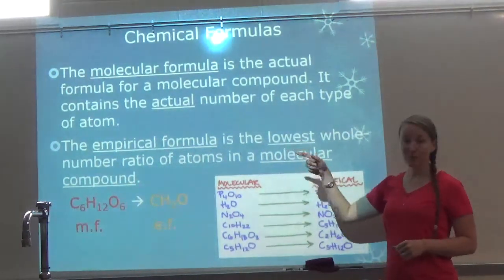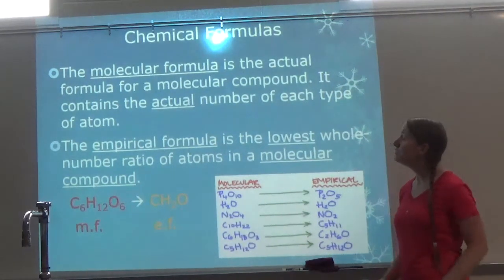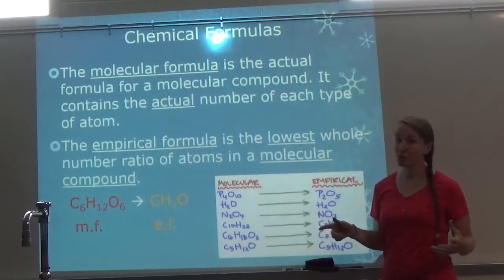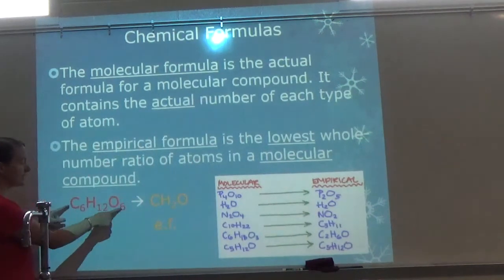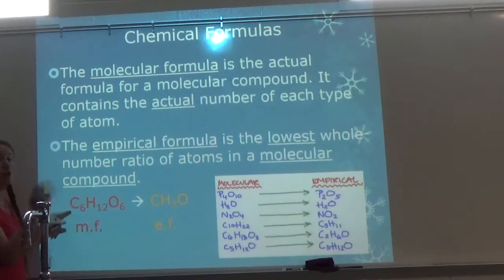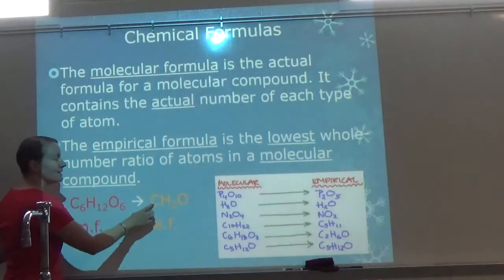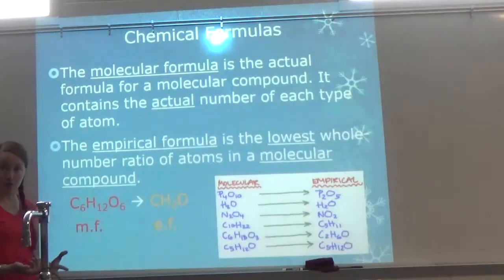The empirical formula, however, which is what I'm going to show you how to calculate today, is the lowest whole number ratio of atoms in a molecular compound. So it might not necessarily be the actual formula, it's the lowest ratio. For example, glucose is C6H12O6. That's the molecular formula. But 6, 12, and 6 are not the lowest ratio. I can reduce them. If I reduce them, it becomes CH2O. Since this is the reduced or lowest ratio form, this is the empirical formula.